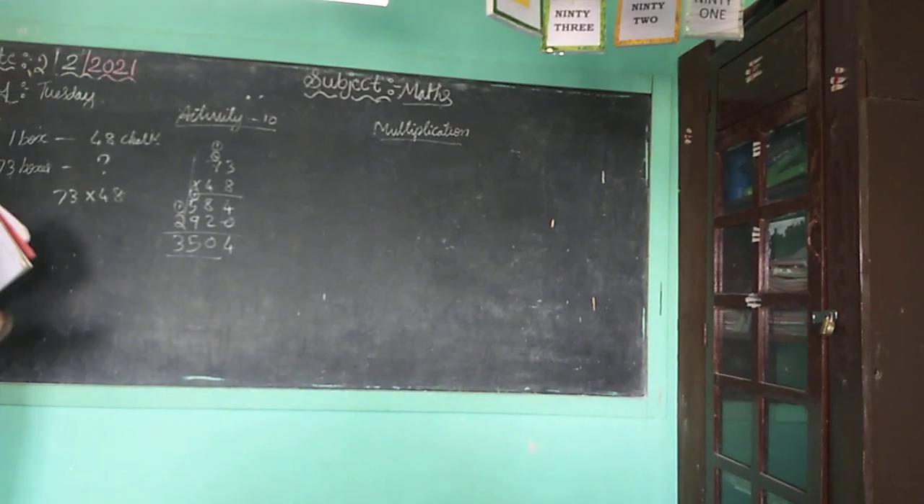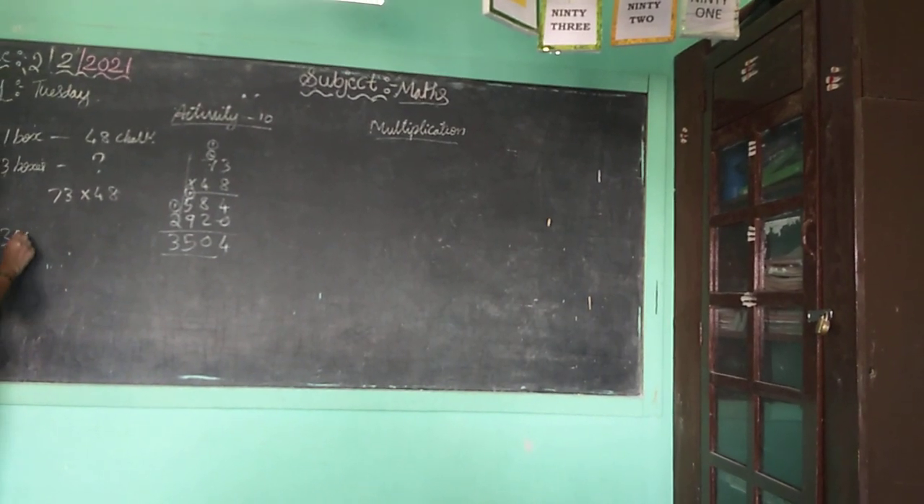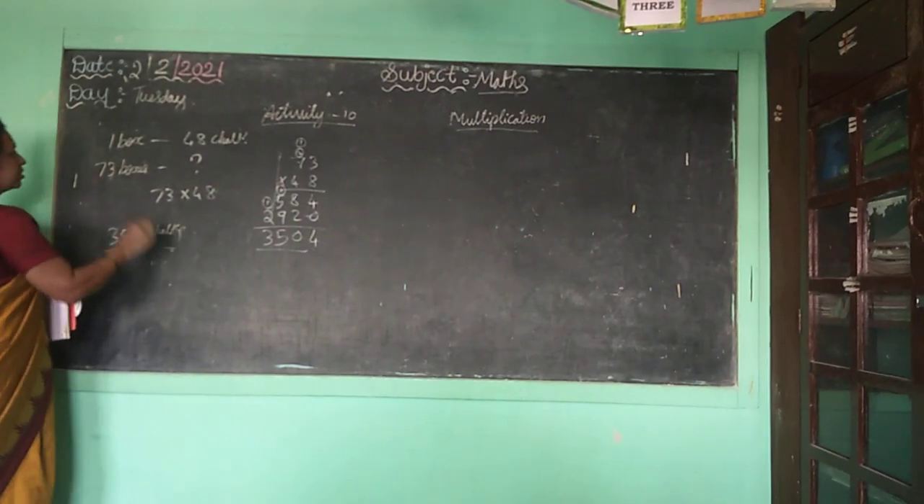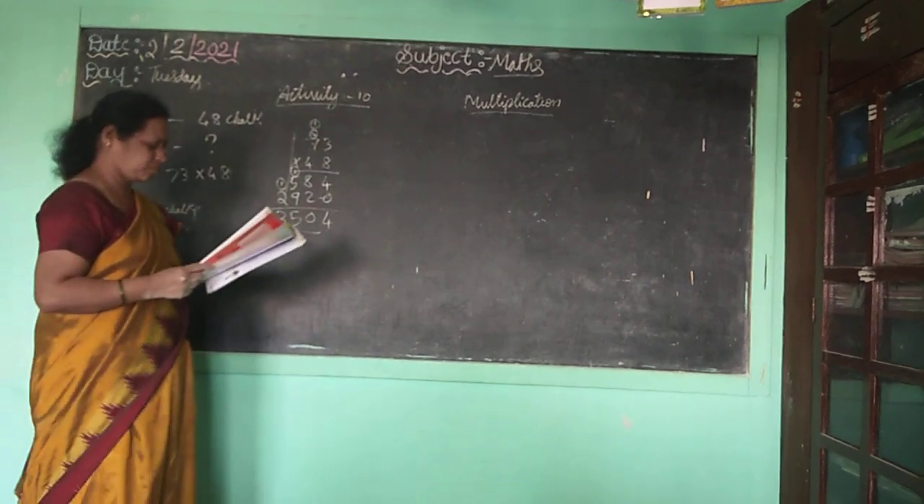So, one box contains 48 chalks. So, 73 boxes contain how much? 3504 chalks. Okay, children? Second one, this one. Third one.